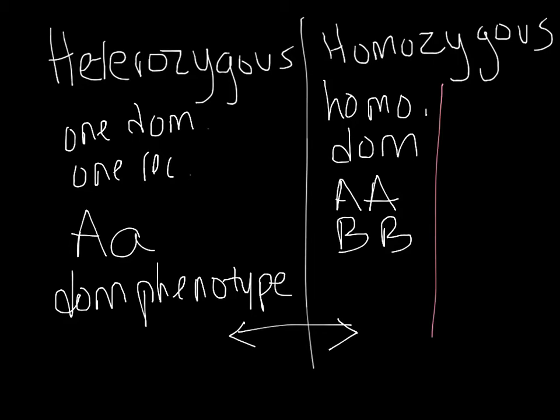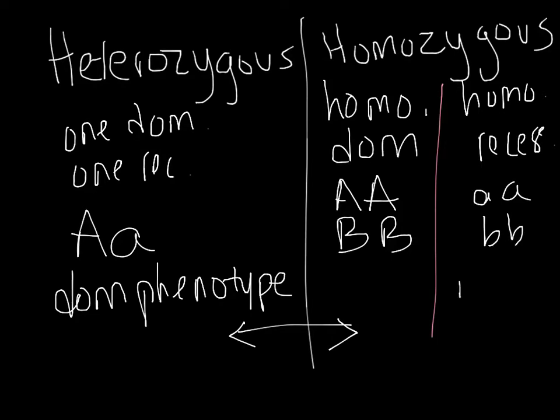In contrast, if you were homozygous recessive, you would have the lowercase letters, little a, little a, and you would have the recessive phenotype. So these would be things like blue eyes. You would have a recessive phenotype because you have two copies of the recessive allele.